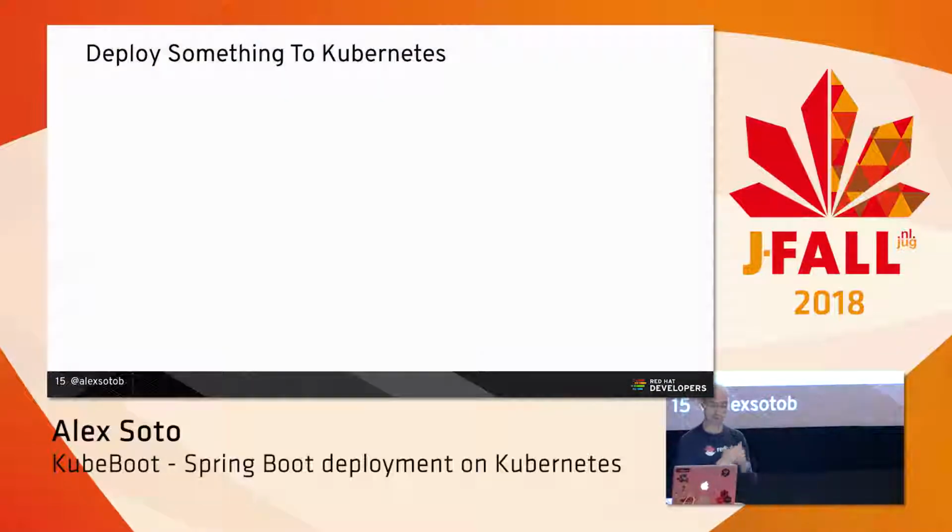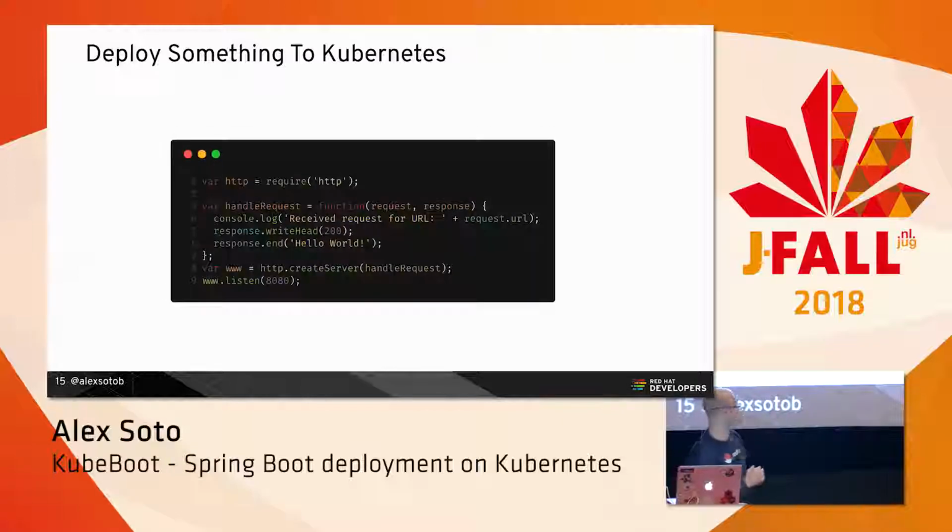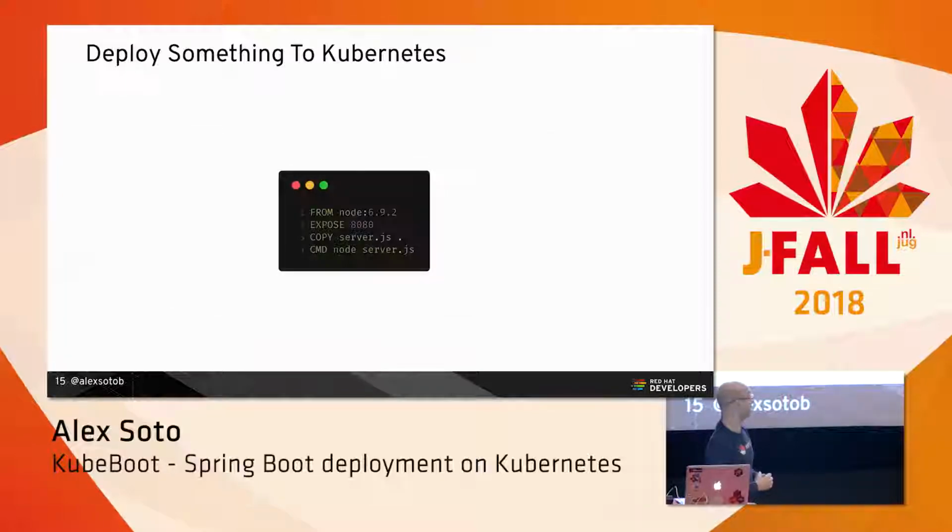So how can we deploy something to Kubernetes? Well, this is a Node.js example where basically this is my business logic, really simple one, I know. Then you need to create your Dockerfile, which basically means, okay, I compile my application. For example, in the case of Java, you create your jar file, and then you need to create your Dockerfile with all the exposed ports and the base image and so on and so forth.